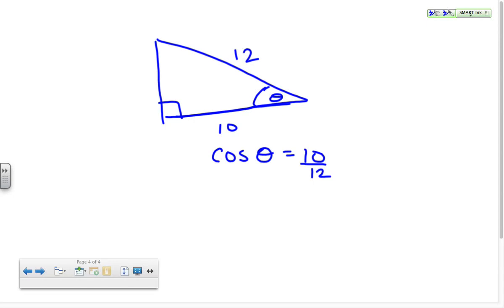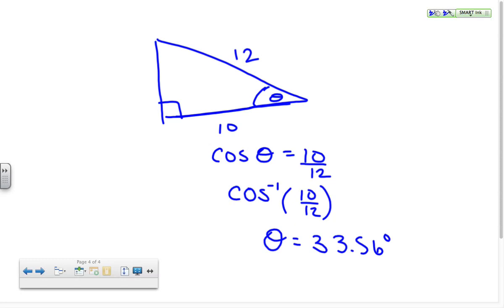Now, if I want to find out what theta is, there's a nice little button on my calculator that is the inverse. So I can take the cosine inverse. It's usually right above the cosine itself, the second key. Cosine inverse of 10 over 12, and it'll actually give me the value of theta. This is such a nice function to have because then we can find angles of any triangle if we know the sides, as long as it's a right triangle. So if I put that in my calculator, I get theta equals 33.56 degrees. Make sure your calculator's in degree mode.